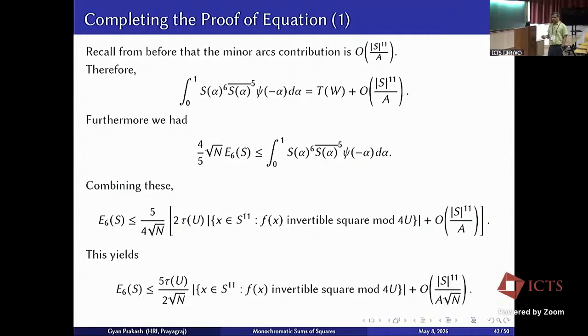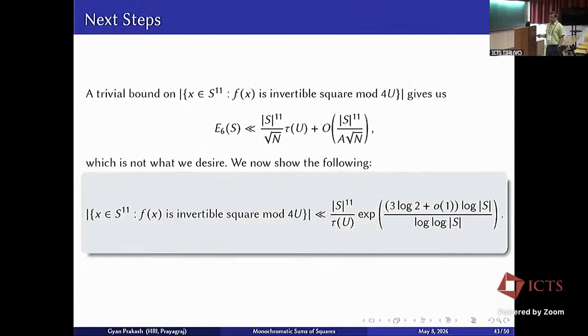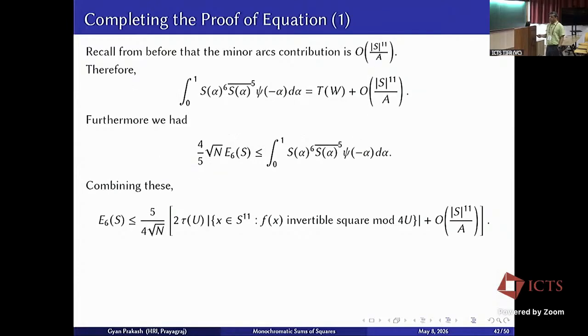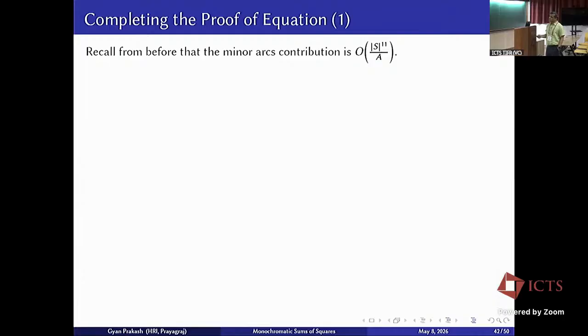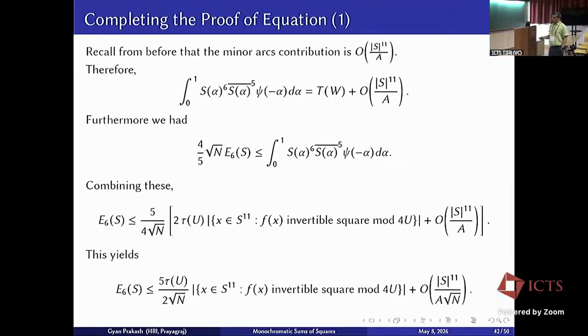So the contribution on the minor arc was essentially Weyl differencing and Abel's partial summation, and the contribution on the major arc was essentially Euler-Maclaurin, which is a standard thing, to complete into the Gauss sums, and the Gauss sums satisfy certain nice properties. So if you observe all those things, then basically what you get is this E6S is less than or equal to this.